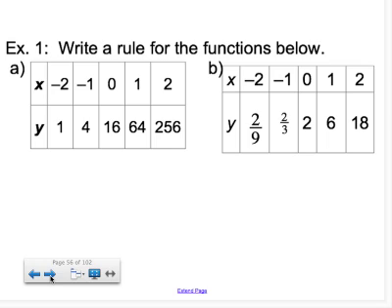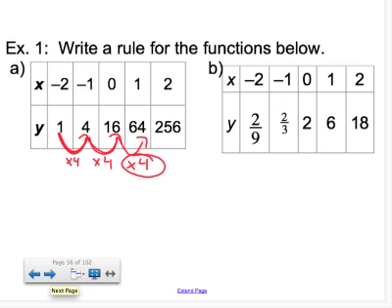Example 1, part A says write a rule for the functions below. I know it's an exponential function because when I look at each y, if this was linear, I'd say add 3, and then it should be add 3 again. It's not. The relationship between your y's is multiply by 4. Multiply by 4, multiply by 4. So what you're multiplying by tells you what your b is. Here, b is 4.